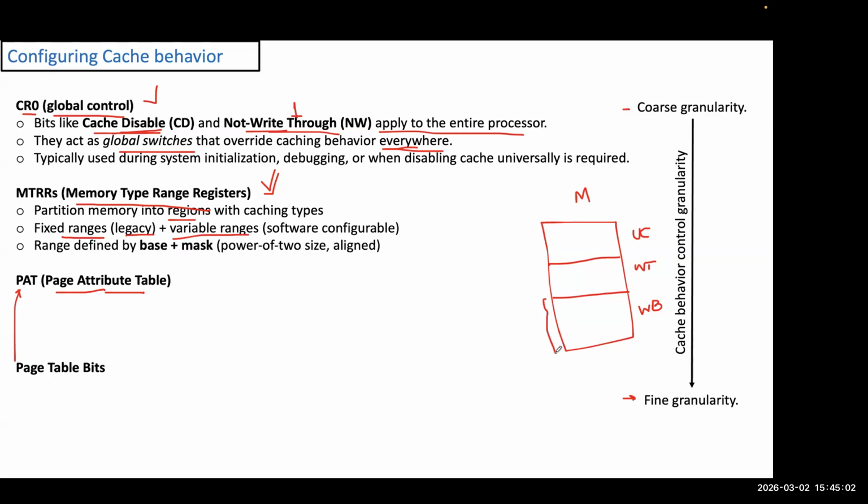And those ranges are defined by using a base register and a mask. The concept is similar to what we have seen earlier, like the base plus offset register, if you remember when we were talking about the execution context. The idea is similar: you define a base plus mask, which tells you the range. For example, the base is this register, and the mask defines the range, how large a region of the memory you want to apply a particular caching behavior on.